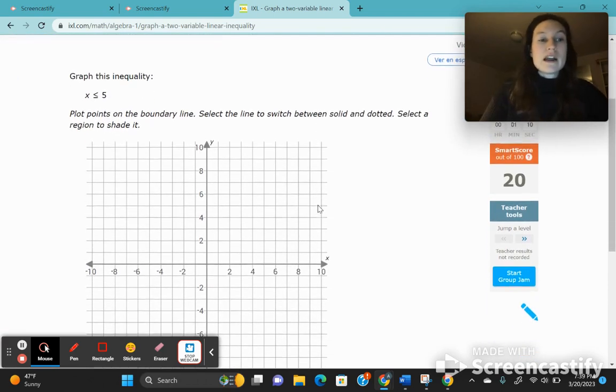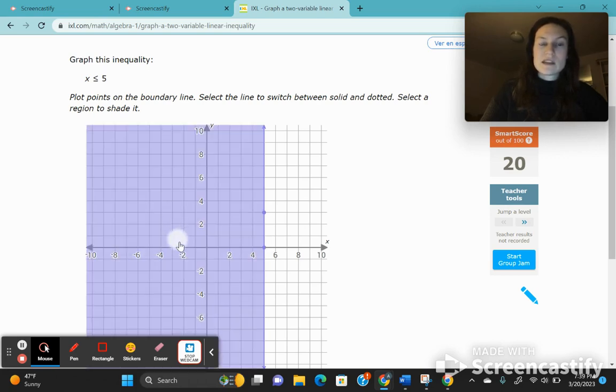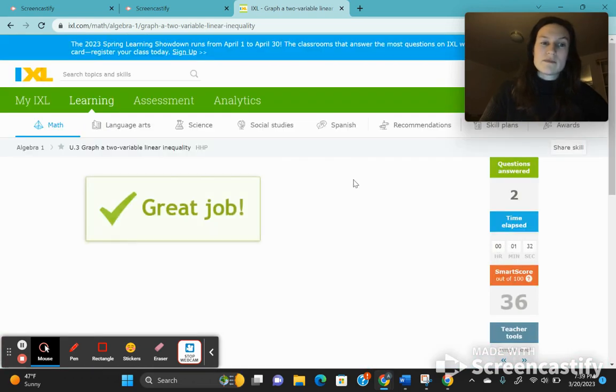All right, now this one, x is less than or equal to 5. We're going to go over to 5 on our x-axis, plot our line, and it is a solid line. It's less than, so it's over here, less than, right? When we look at the x-axis, everything that's less than 5 is in this direction. So we have to make that true by shading it.